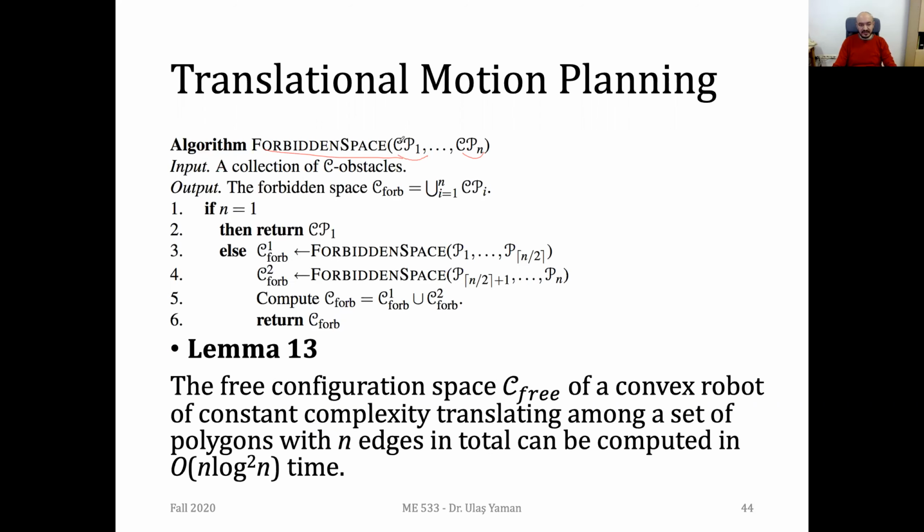And the time complexity of this operation is a bit complicated: n times logarithm square of n. It's coming from the triangulations. In this approach, we need to have a triangulation, and also we have a kind of binary merge and sort algorithm. If you look here, we divide the space into two parts, from P1 to n over 2, and the other half is here. So it's very similar to merge sort algorithms. That's why our time complexity is a bit higher, which is n times logarithm square of n.